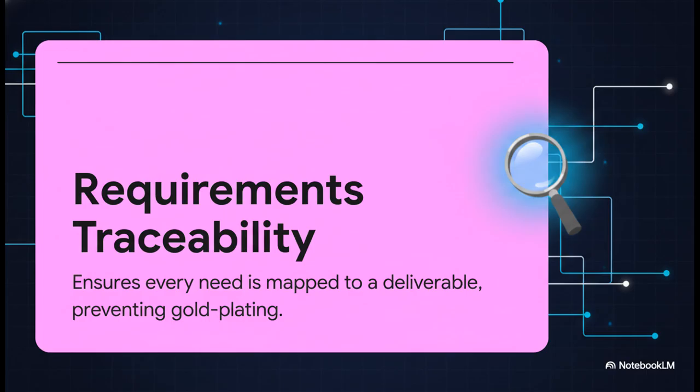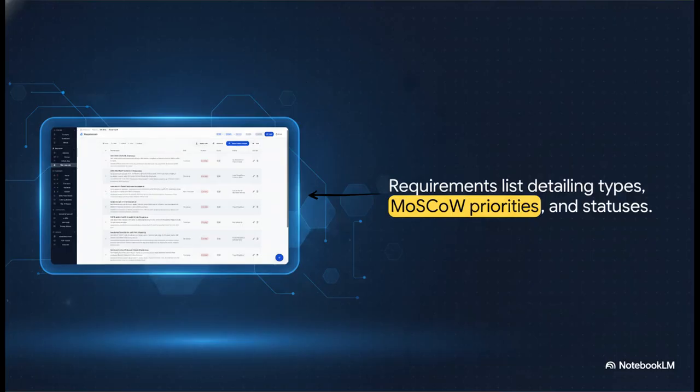This section is important because having crystal clear, prioritized requirements is the only way to prevent gold plating. It ensures you're delivering exactly what the stakeholders actually need, which secures a smooth and successful scope validation at the end. First, review the requirements management screen.